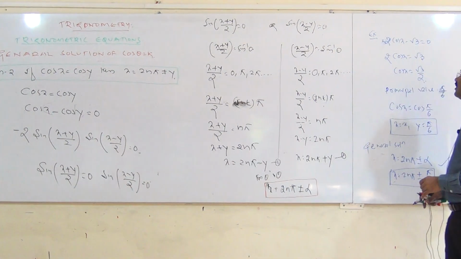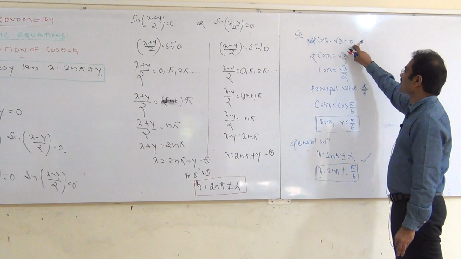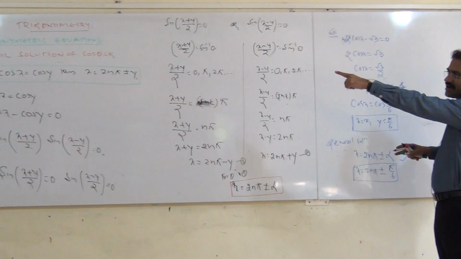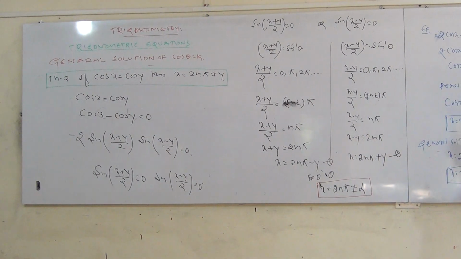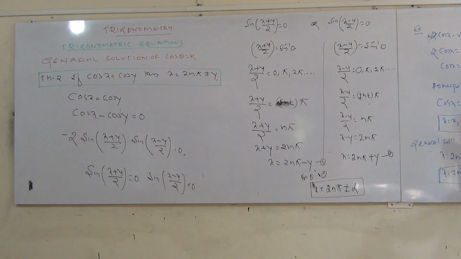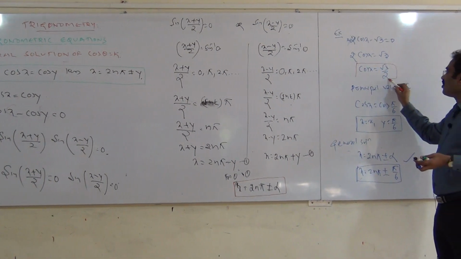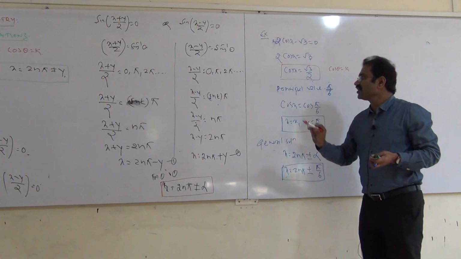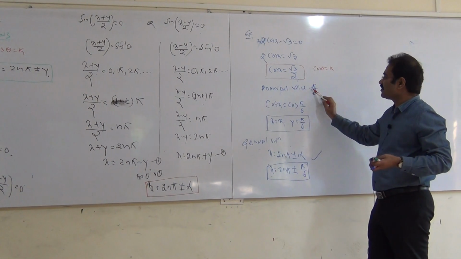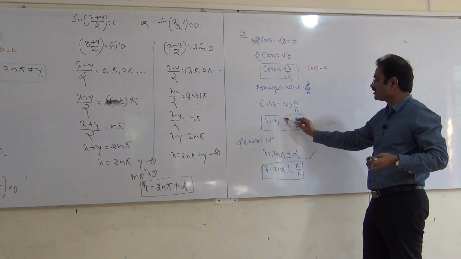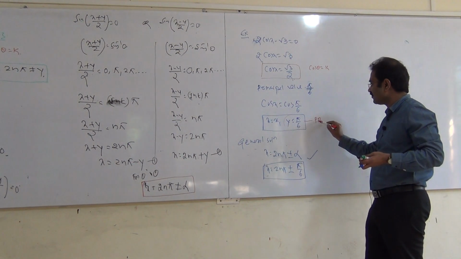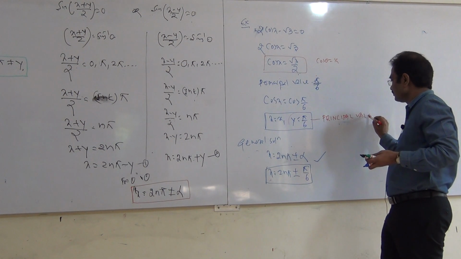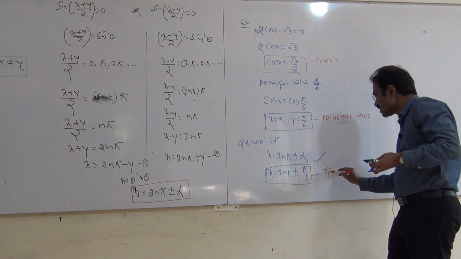One example I take: 2 cos x minus root 3 is equal to 0. Cos x is equal to root 3 by 2. Observe my general red heading. General solution of cos theta equal to k means, first we have to express that one in the form cos theta is equal to k, then only you can proceed. If you write like this, then the principal value we will come to know, cos of pi by 6. This is called principal value. This is called general solution.